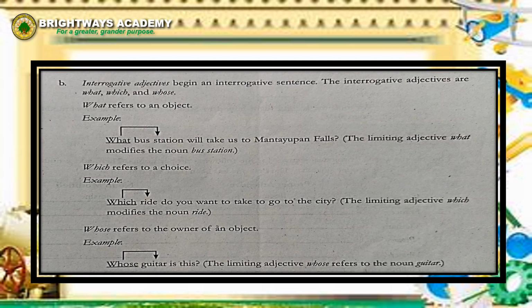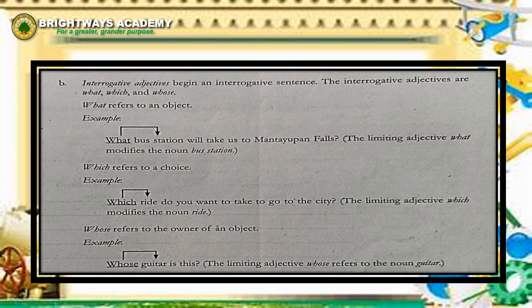Okay, example of which: which ride do you want to take to go to the city? Okay, the limiting adjective which modifies the noun ride. So, which is the limiting adjective that we use, which modifies the noun.